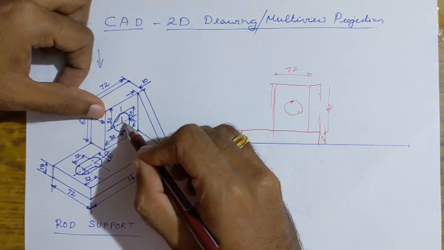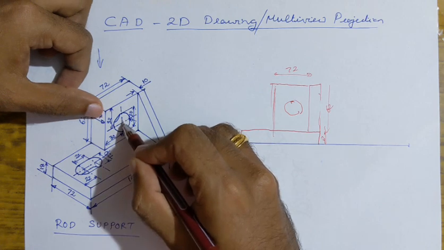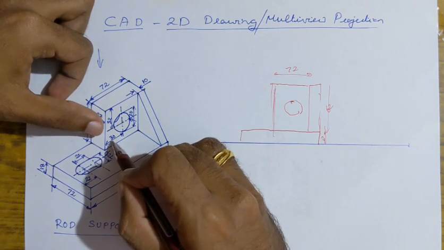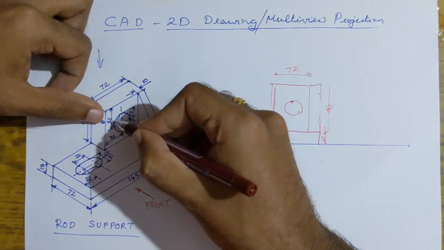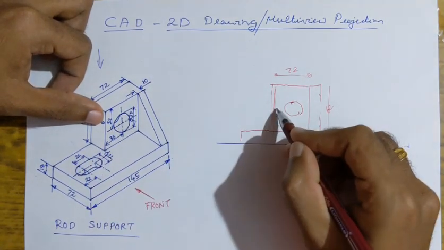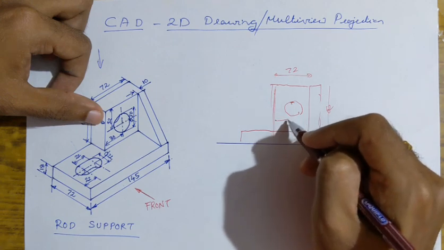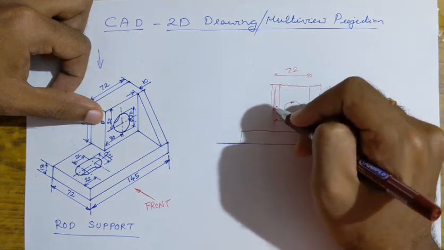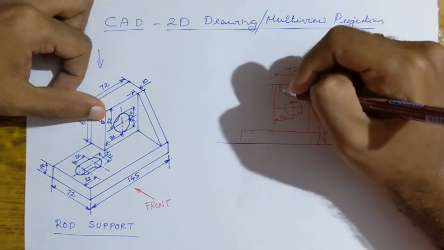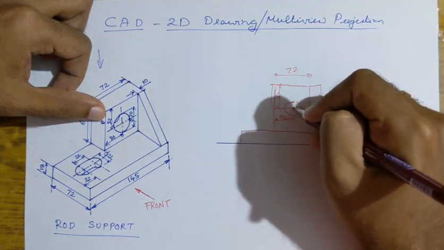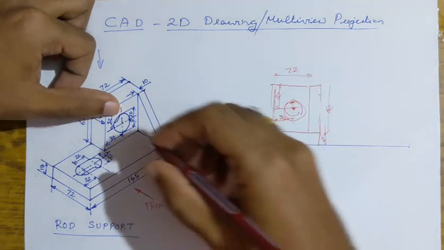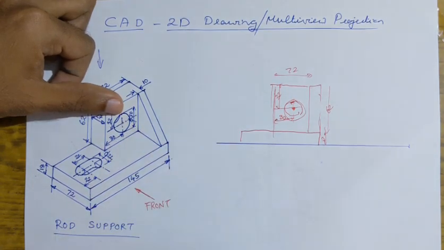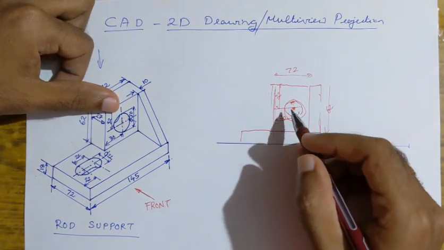The diameter of the hole is given, and the location of the center from the side edges. From the left face it is 30 mm, and from the top edge it is 32 mm. So you can locate the center: this distance from the left face is 30 mm, and from the top, the origin, is at a distance of 32. As you get the center, you can draw the circle. The diameter is given as 30 mm. So this is the front view.